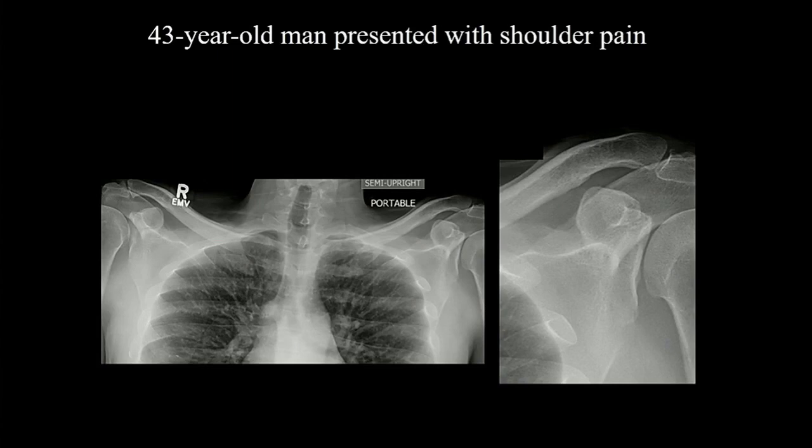Okay, here's a different patient. This is a 43-year-old man, and he presented with shoulder pain. I'm showing you an image from a chest x-ray and then blowing up the left shoulder for you to appreciate this. If you look at the left shoulder, does anything strike you?